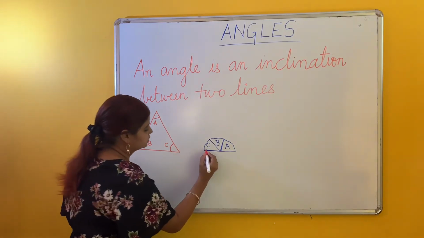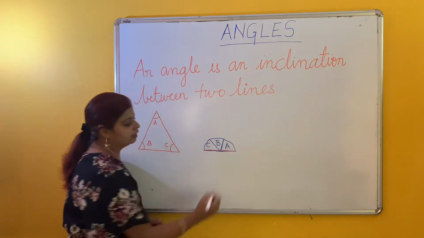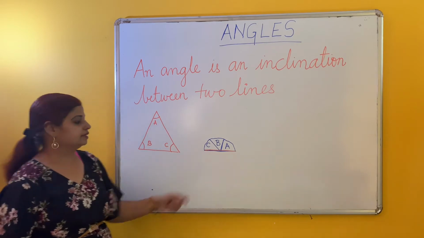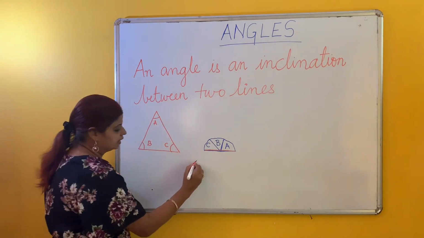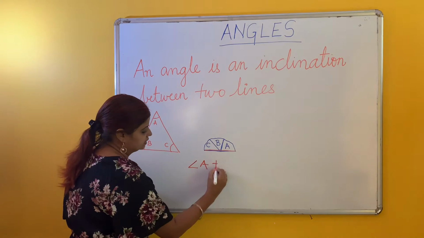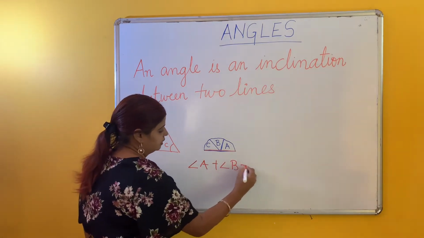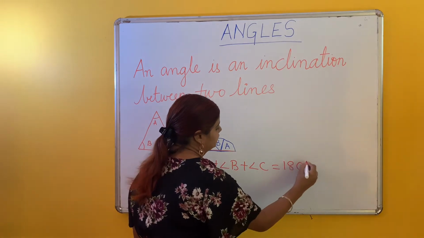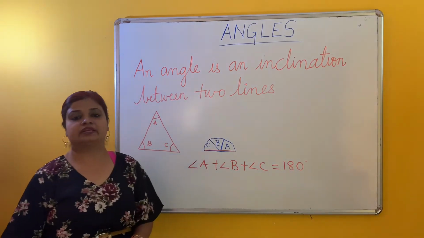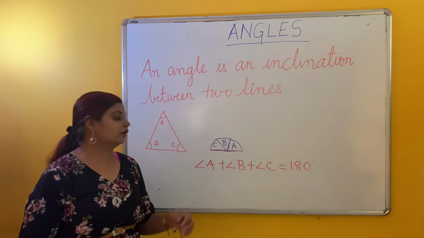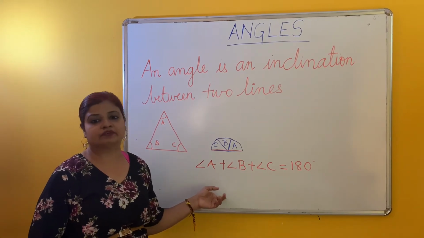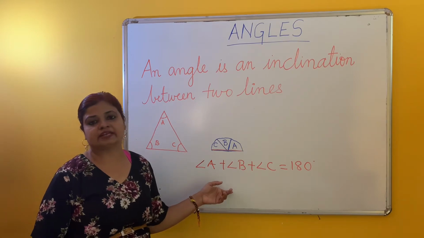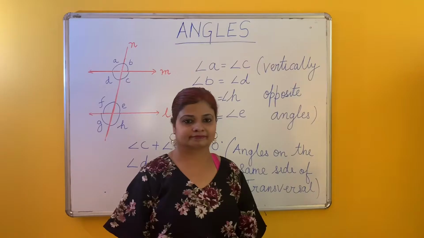Now when you see this, what? This is a straight line. Now what is the measure of a straight line? It is 180 degrees. So hence we can prove that angle A plus angle B plus angle C is equal to 180 degrees. So any kind of triangle, whether it's an obtuse angle triangle, an acute angle triangle, or an equilateral triangle, the sum of the angles of the triangle is always equal to 180 degrees.